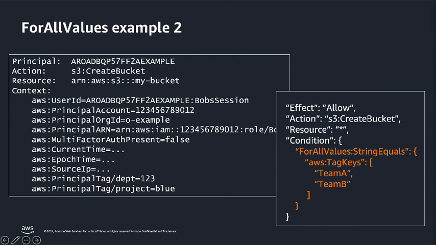Now what happens if there are no tags in the request and tag keys is not present at all in the auth context? The statement here actually matches and would be allowed. This might be surprising to you, and it's definitely something that you should be aware of. A condition operator using the for all values qualifier will evaluate to true if the context key is not present in the auth context.